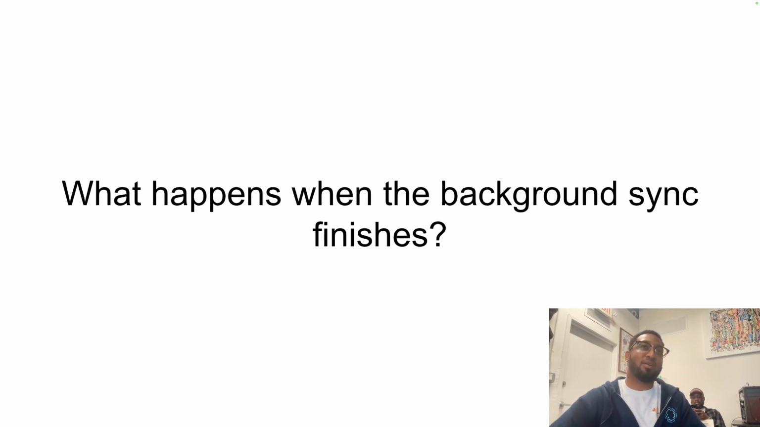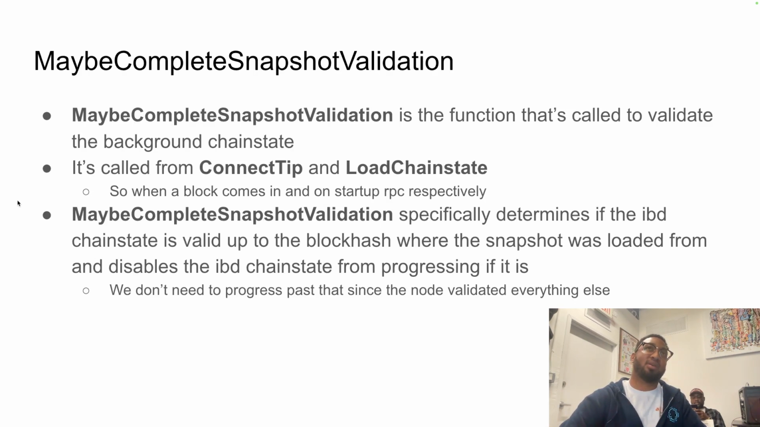So what happens when the background sync finishes? You go to something called maybe complete snapshot validation. These funny names, right? It is the function that's called to validate the background chain state. It's called from connect tip and load chain state. Connect tip is like connect block.